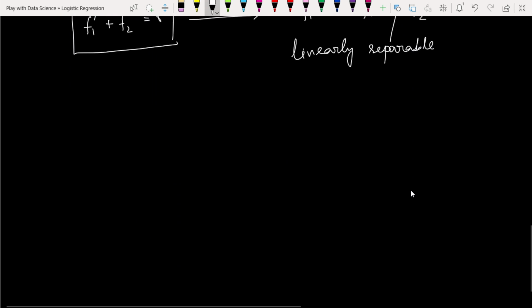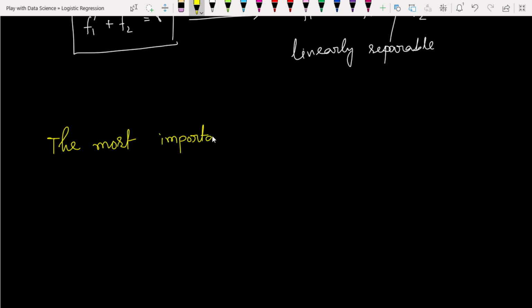Now if you ask, sir, what is the most important aspect in the world of machine learning or artificial intelligence, then I will summarize these three things for you. Just simple, right now. The most important aspect in the world of machine learning.